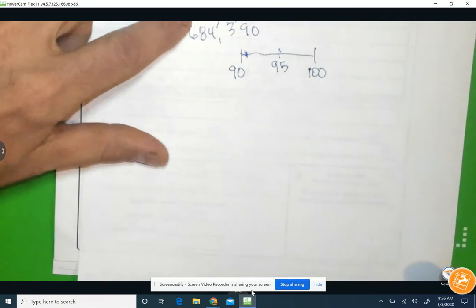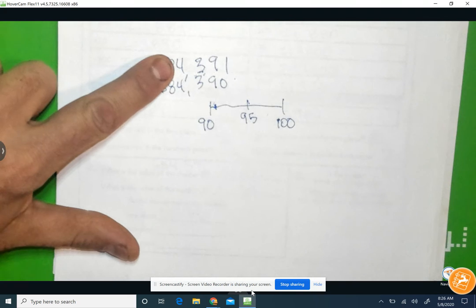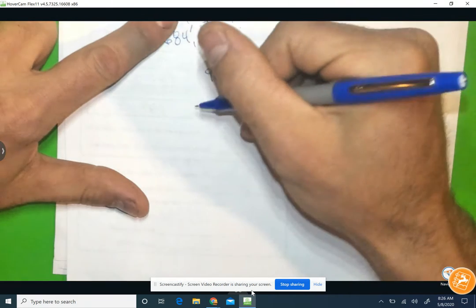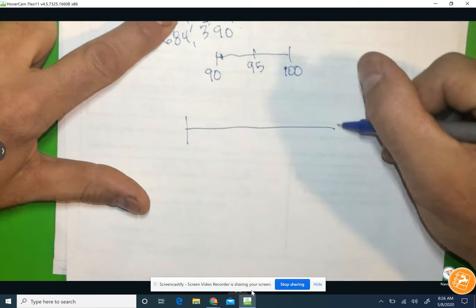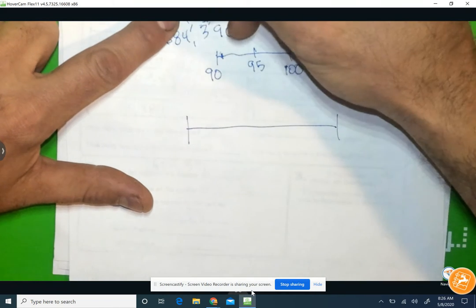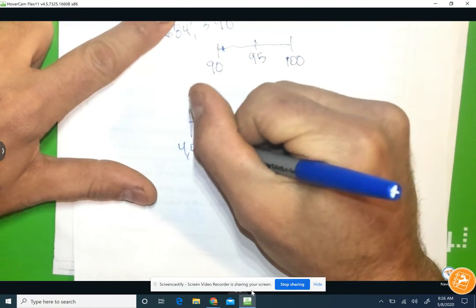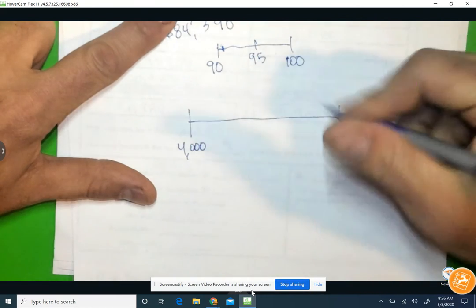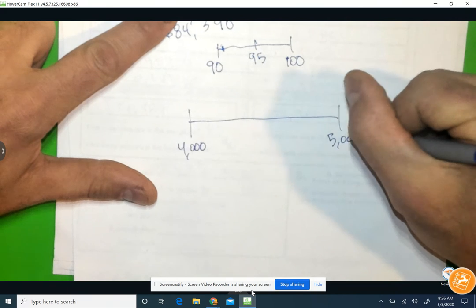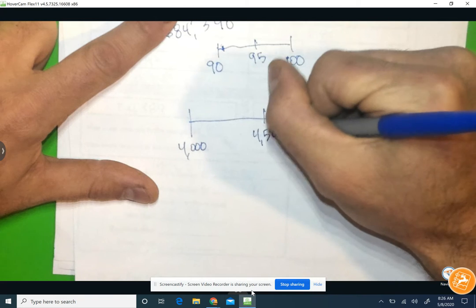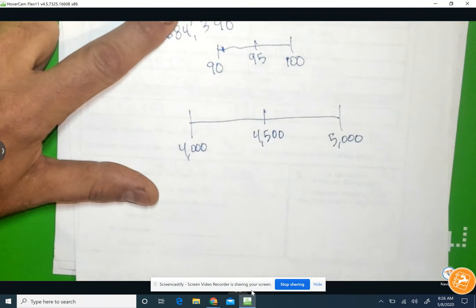Now to the thousands place. We're looking at 4,391. Well, we could do the same thing here. We can either round 4,391 to 4,000, or we can round it to the next 1,000 up, which is 5,000. What's in the middle? 4,500.